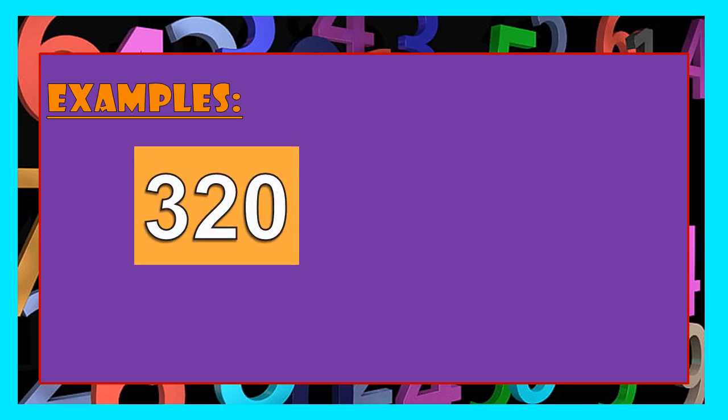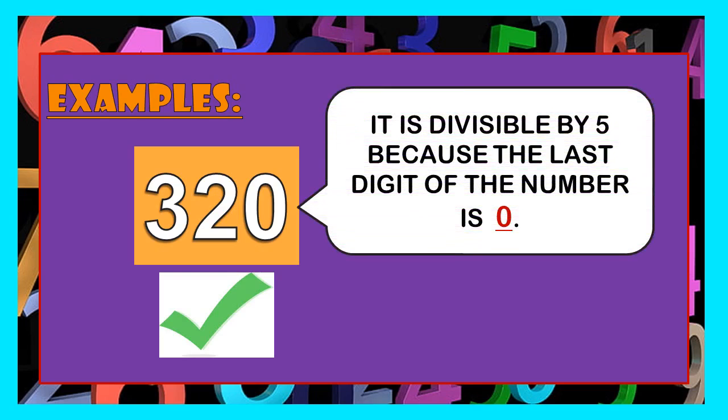So, halimbawa, magkaroon tayo ng halimbawa. Tulad nito, ang number na ito ay, tama kayo, 320. So, ito ba ay divisible sa 5? Tama kayo, it is divisible by 5. Bakit? It is divisible by 5 because the last digit of the number is 0. Kasi nagtatapos ang digit niya sa 0.